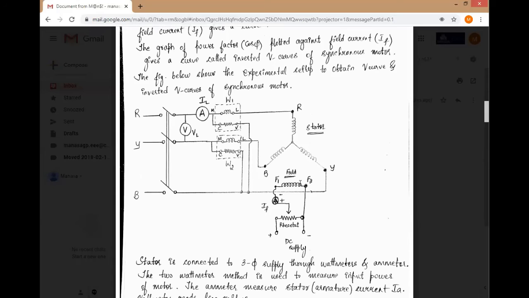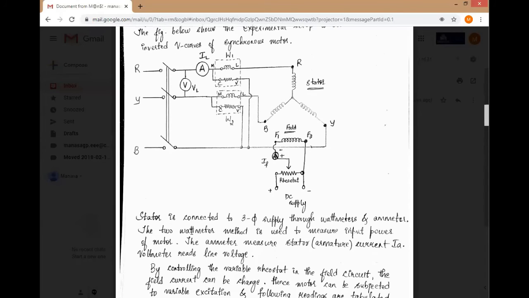And we have the field here. This field is connected to DC supply through a variable resistance, and we have an ammeter in order to measure the field current. So what is the role of this variable resistance? By varying the value of this resistance, we are varying the current given to the field, that is, we are varying the excitation. So this condition is variable excitation, because of which the excitation gets varied.